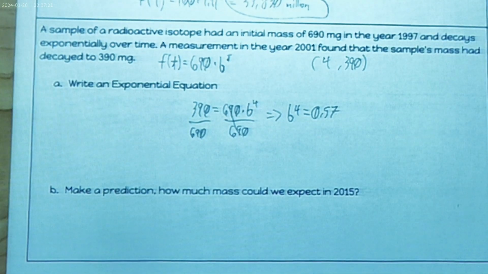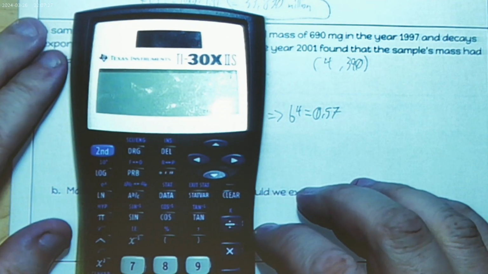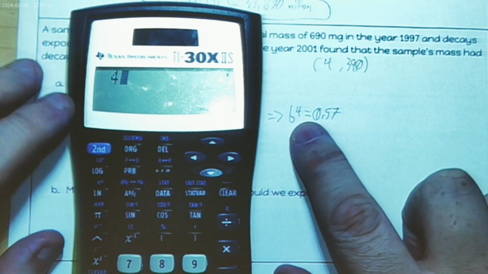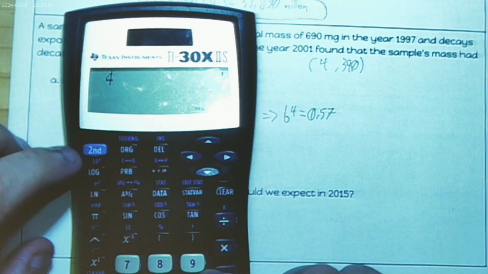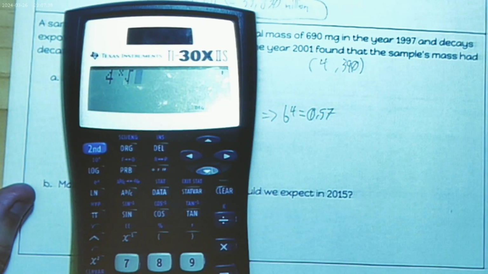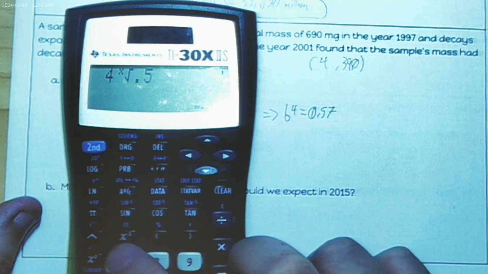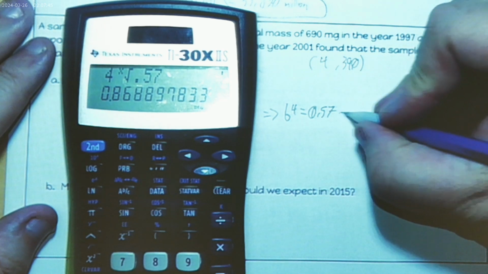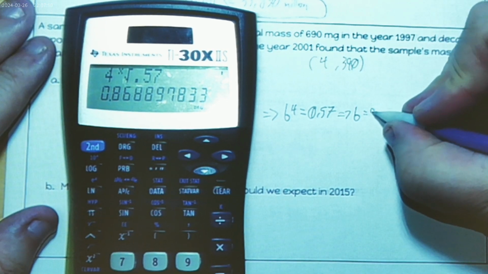All right, so that means that we've got 0.57. I am going to bust out my little assistant here, and I've got b to the 4th power, which means I've got 4 here, and I'm going to use the little second hat there with the star house, and I'm going to type in 0.57. That means that b is going to equal 0. I'll say 0.87.